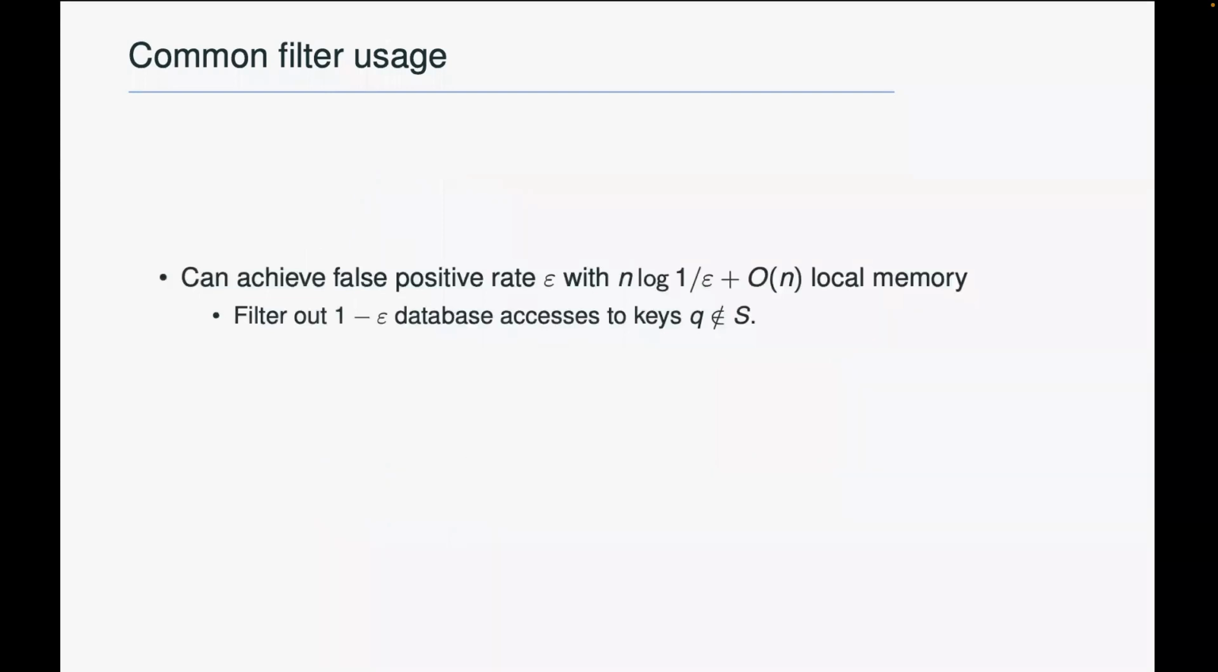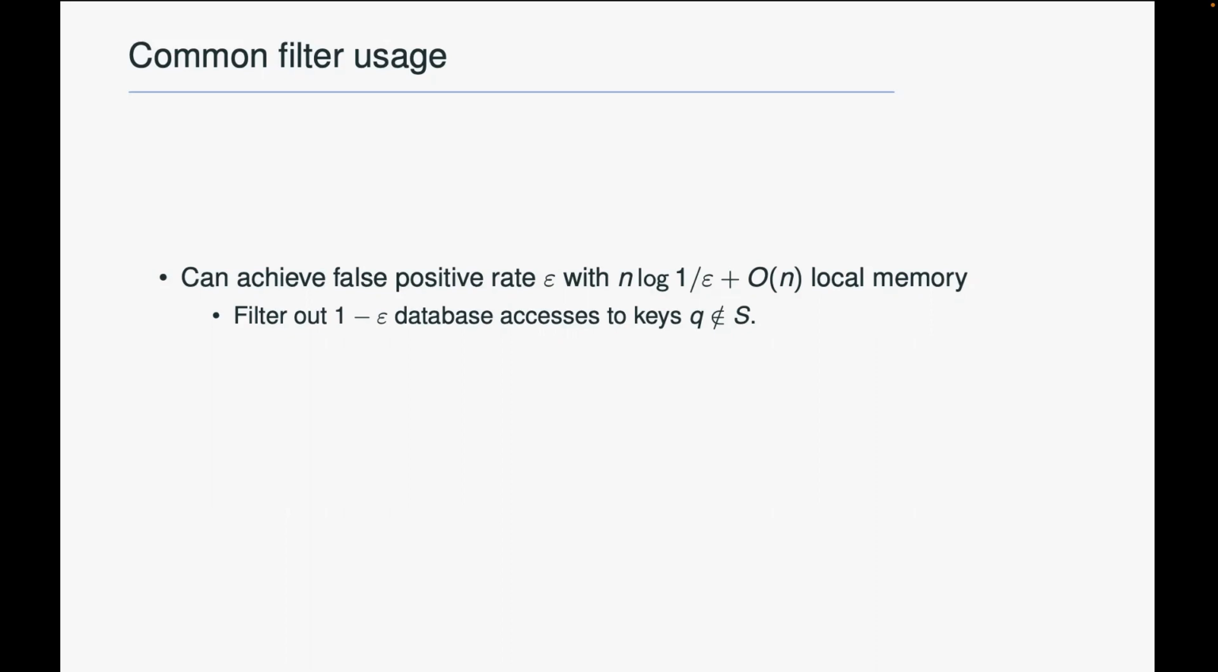So a filter can achieve false positive rate epsilon with n log base 2 of 1 over epsilon plus order n bits of local memory. So with a small amount of local memory that only depends on your cost per key, only depends on epsilon. It doesn't depend on how big those keys were in the first place. I can filter out most database accesses for keys not in S.